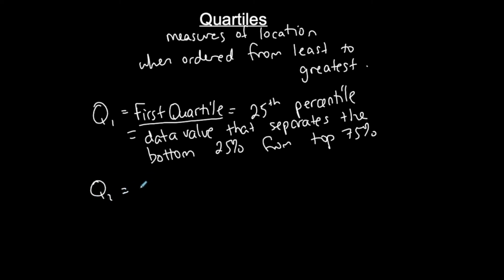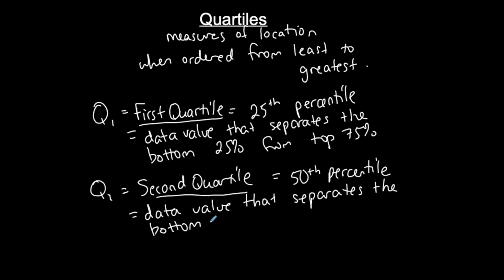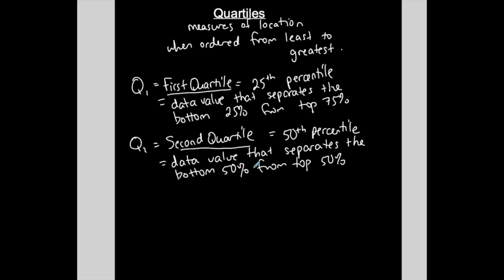Q2, and I'll show you what I mean. Q2 is the second quartile, also known as the 50th percentile. This is the data value that separates the bottom 50% from the top 50%. Basically, it's the data value right in the middle. So this is also called the median, if you remember that.